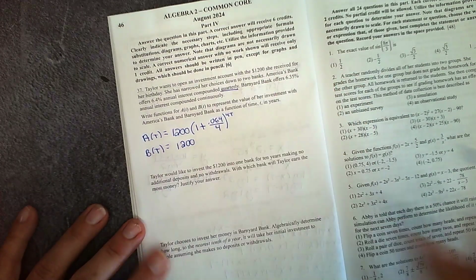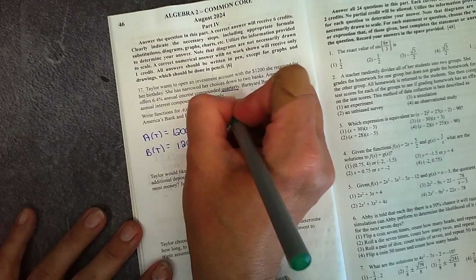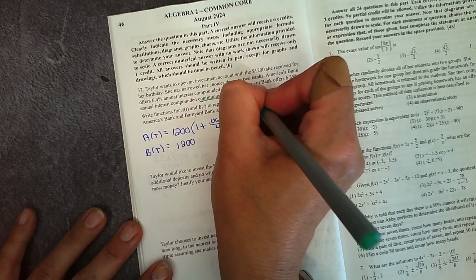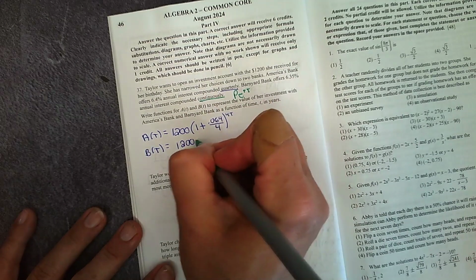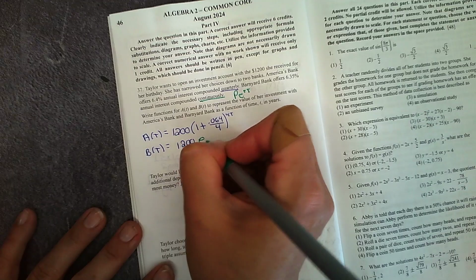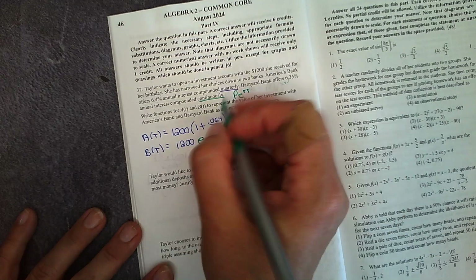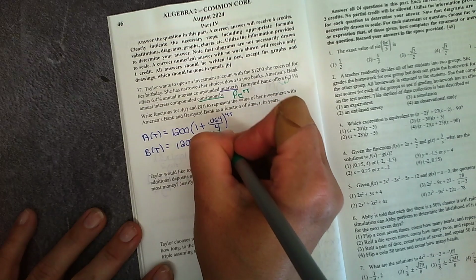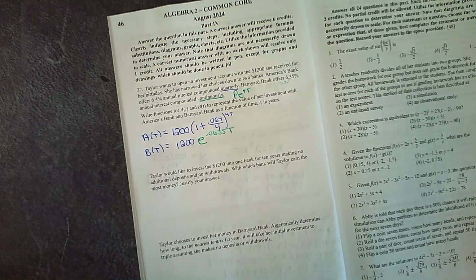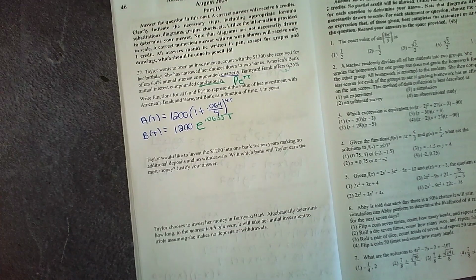All right. Barnyard Bank, $1,200. Now, this one's special. It says continuously, so we're using PERT. So that means you're going to put an E and then move your decimal point 2 places to 0.0635, like that. Okay. So those are your two equations.